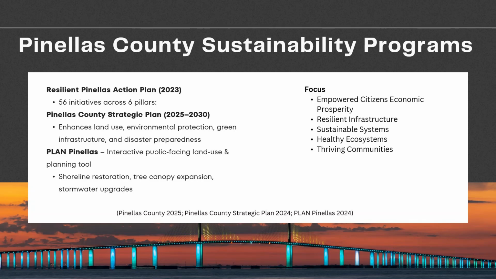Then we have Plan Pinellas, which is an interactive, public-facing land use and planning tool. This allows residents and planners to visualize how land is used and how future development may affect the county. Plan Pinellas supports projects such as shoreline restorations, expanding tree canopy, and upgrading stormwater systems. And these actions actually serve multiple purposes at once. For example, expanding tree canopy can help reduce urban heat, improve air quality, and enhance neighborhood livability, while stormwater upgrades reduce flooding and protect water quality.